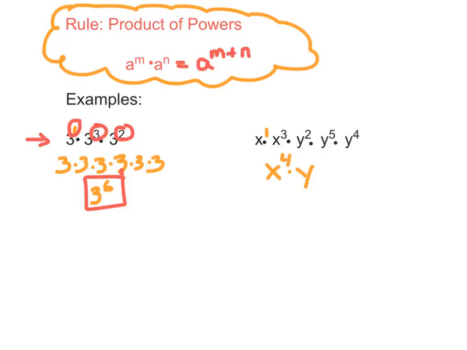And then on y, we have 2, 5, and 4. 2 plus 5 is 7, plus 4 is 11, so we have y to the 11th. So x to the 4th, y to the 11th.